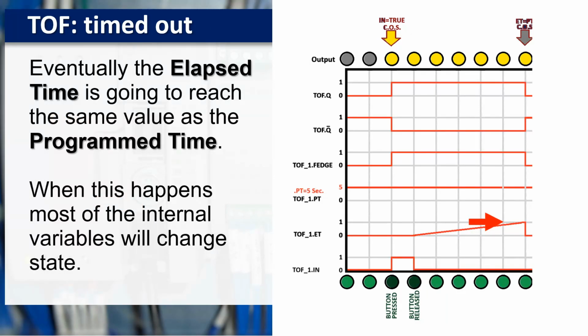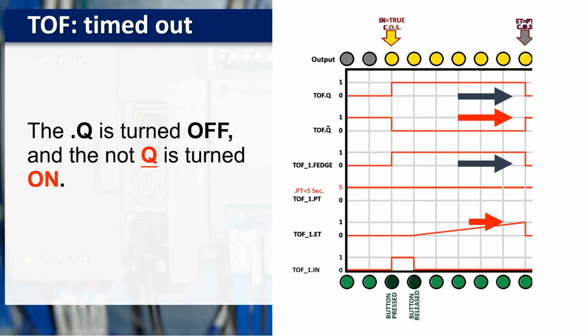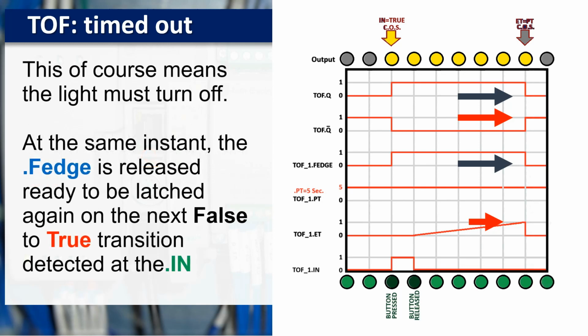Eventually, the elapsed time is going to reach the same value as the programmed time. When this happens, most of the internal variables will change state. When the elapsed time equals the program time, the Q is turned off and the not Q is turned on. This of course means the light must turn off. At the same instant, the .fetch is released, ready to be latched again on the next false to true transition, detected at the .in.